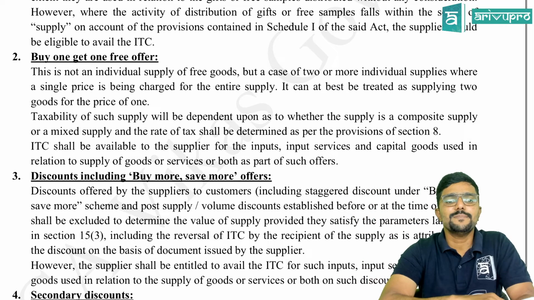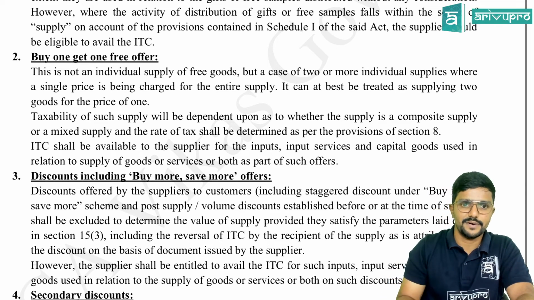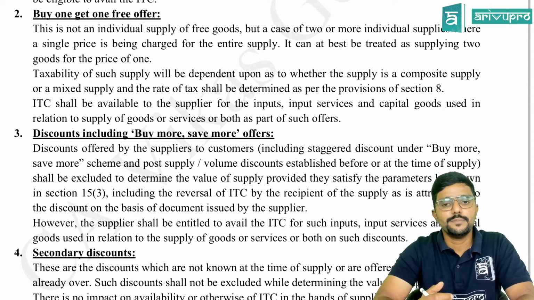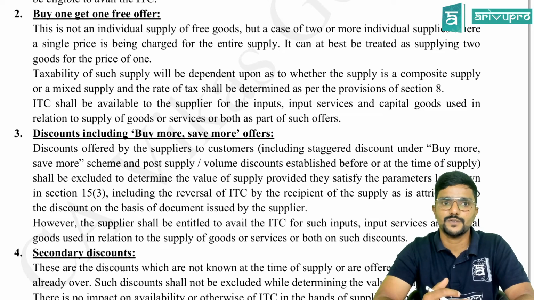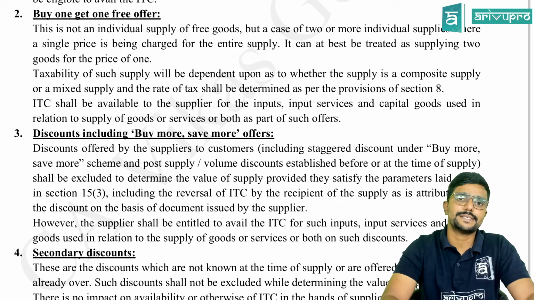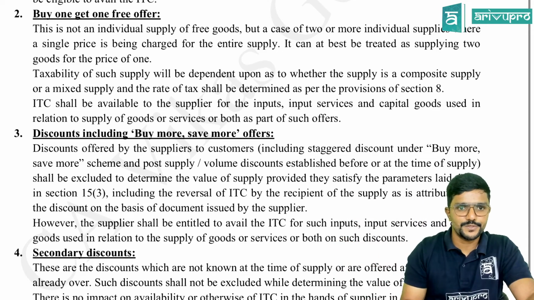Taxability of such supply will be dependent upon whether the supply is a composite supply or a mixed supply, and the rate of tax shall be determined as per the provisions of section 8, which we have already covered. ITC shall be available to the supplier for the input services and capital goods used in relation to supply of goods or services or both as part of such offers. So you can claim full input tax credit on whatever inward supply you have got. It is not restricted only for one item. It is given for both.